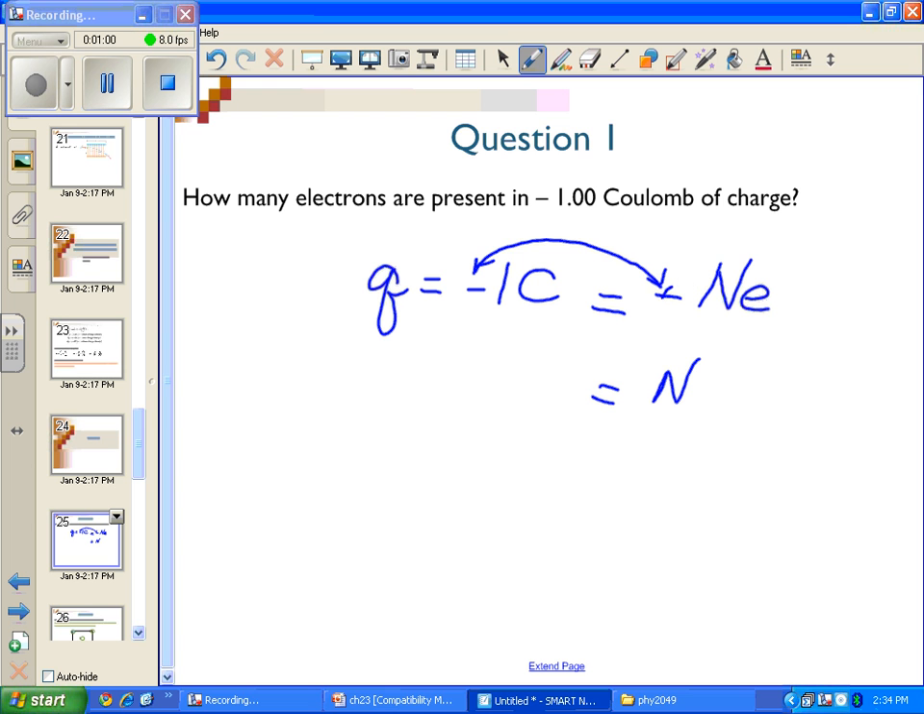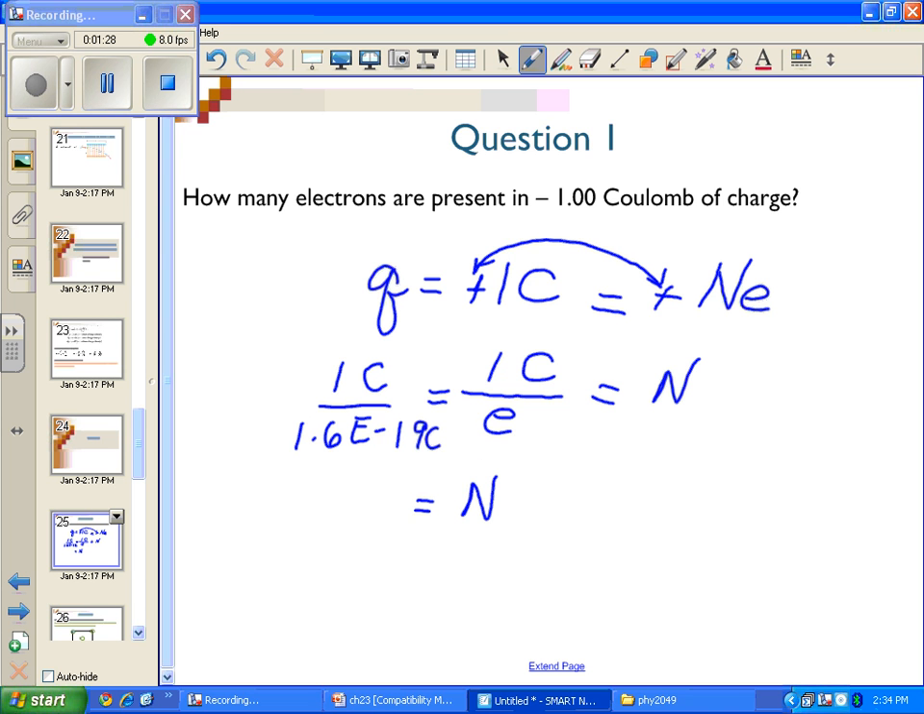Well, the negatives will cancel here, because we are solving for the number of electrons. N itself just represents number of electrons, and it does not matter, the E is just the magnitude of charge. So 1 divided by 1.6 e to the -19 coulomb yields a value of N equal to 6.25 e to the 18 electrons.